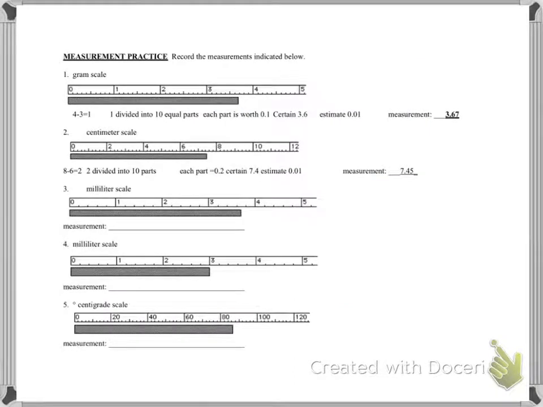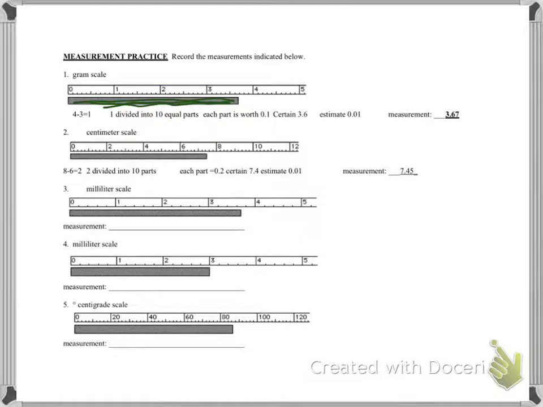Let's do some measurement practice. You do not have to submit this. This is just for the practice. For example, these are the rulers, and let's say you're measuring this object, and the question is what is the length of this object.